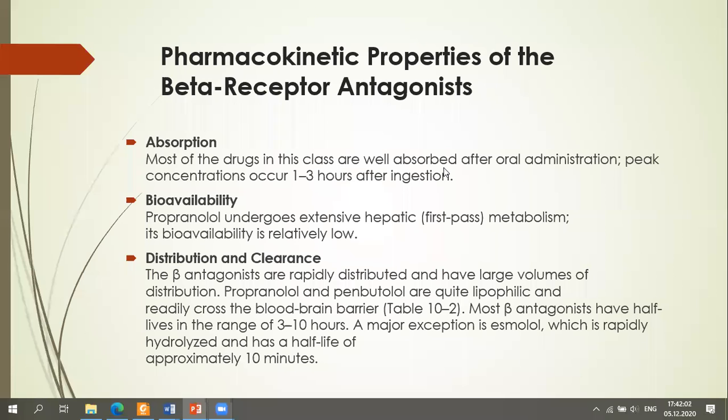Pharmacologic properties of the beta receptor antagonists. One of them is absorption. What about the absorption? Most of the drugs in this class are well absorbed after oral administration.